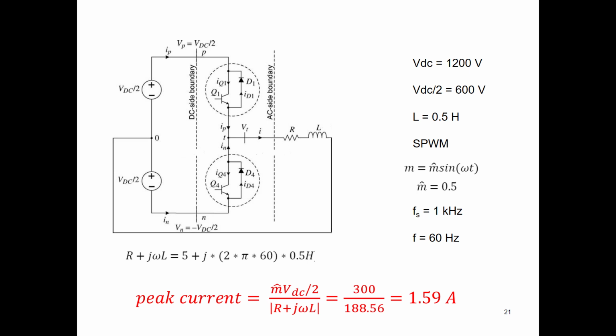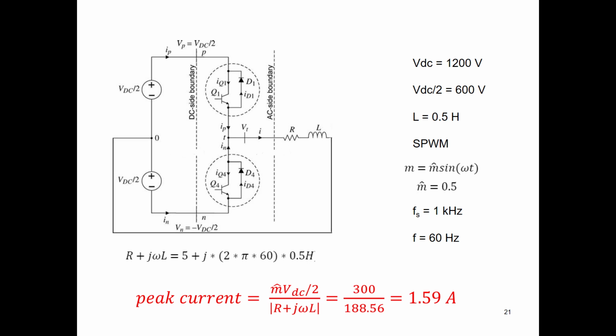Its specifications are my VDC is 1200 volts and my half pole to pole DC link is 600 volts. I have an RL load. I forgot to put R here. My resistor is 5 ohms and my L is 0.5 henries.